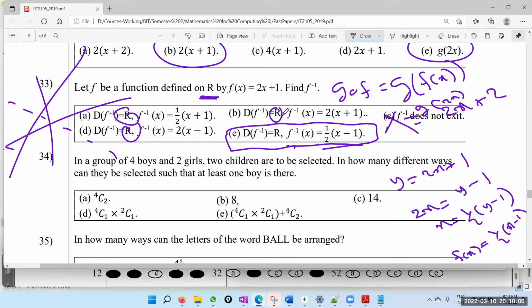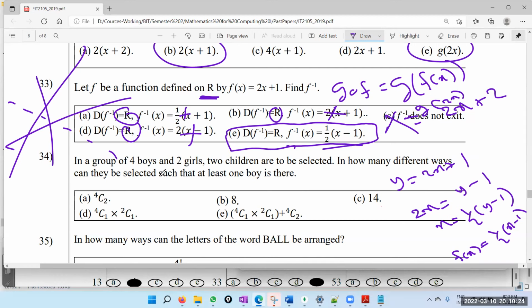So I can answer this. This is half, this is 2 times x plus 1. No. Half times x plus 1. No, no. So the answer must be E. Right? Answer must be E, because this is wrong. 33 answer is C, E. Okay. 34.